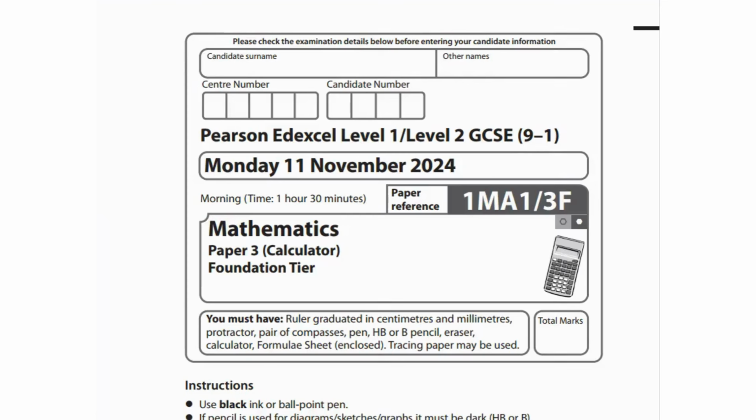Today we're going to do paper 3 for foundation. This is GCSE Edexcel Maths and this is for November 2024.